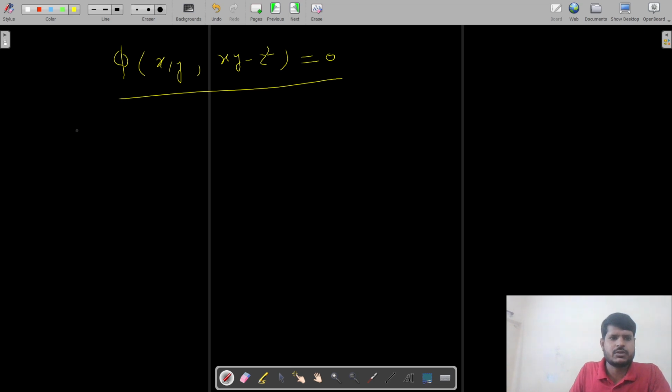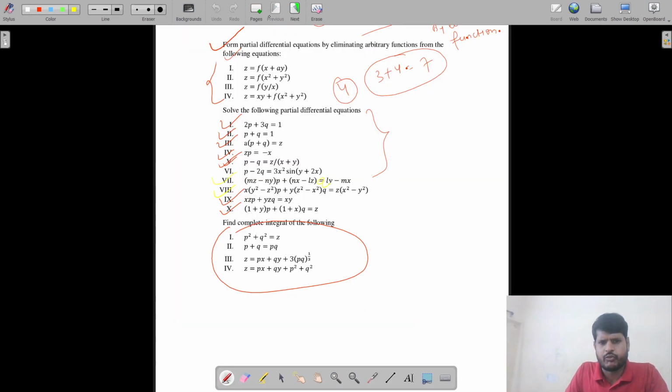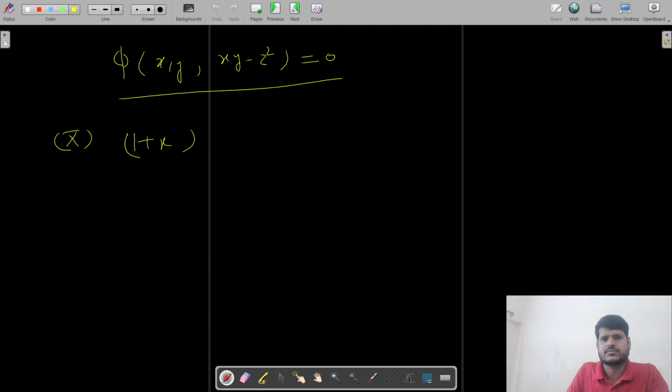Now we come to the next problem, that is the 10th. We have here (1 plus y)p plus (1 plus x)q, I will check, let me check, 1 plus y p plus 1 upon x q equal to z. This is the problem we have.